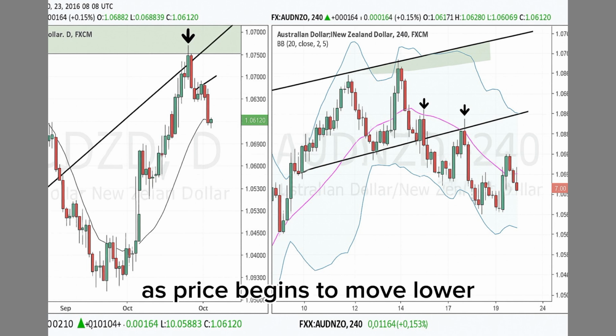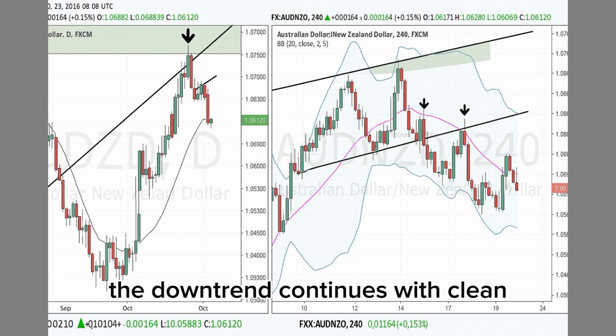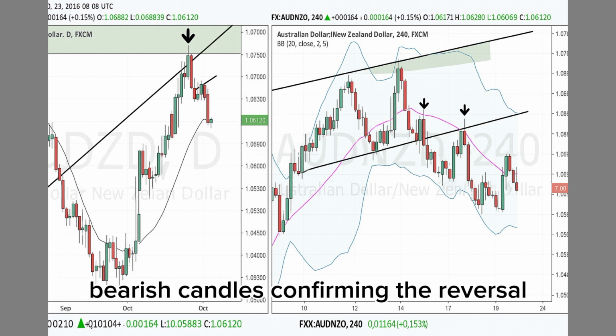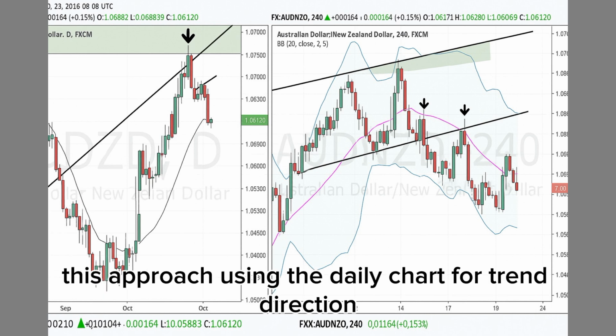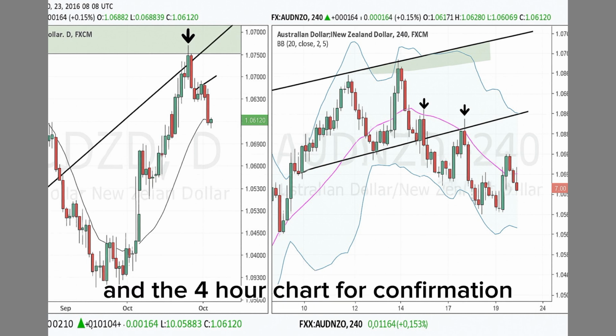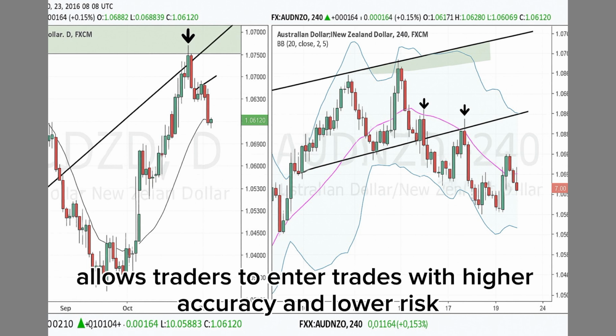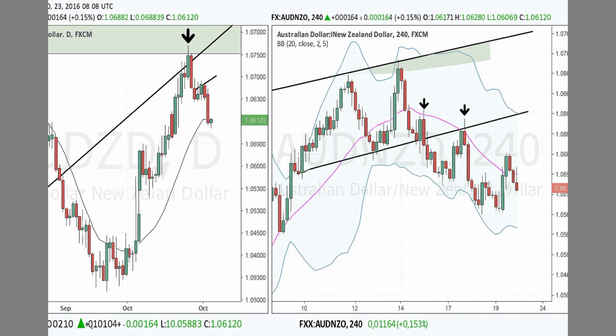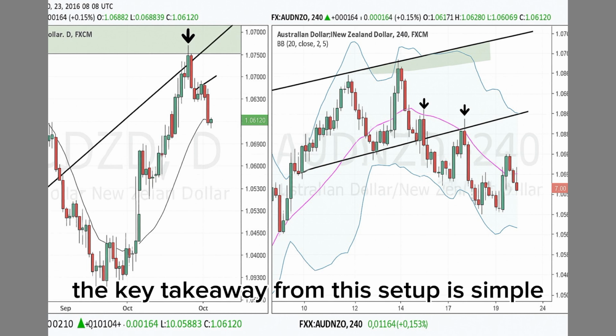As price begins to move lower, the downtrend continues with clean bearish candles confirming the reversal. This approach, using the daily chart for trend direction and the 4-hour chart for confirmation, allows traders to enter trades with higher accuracy and lower risk. The key takeaway from this setup is simple.